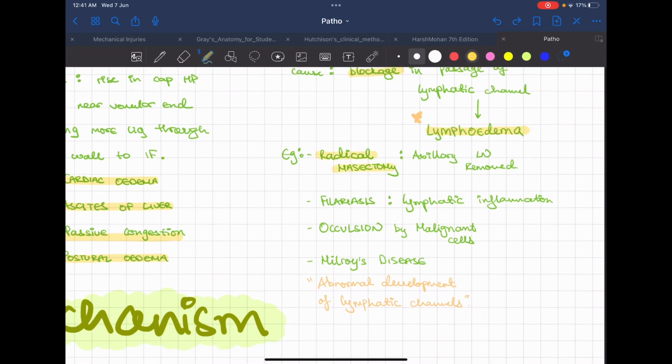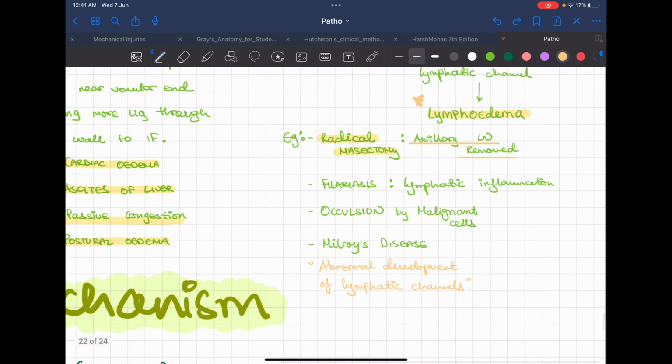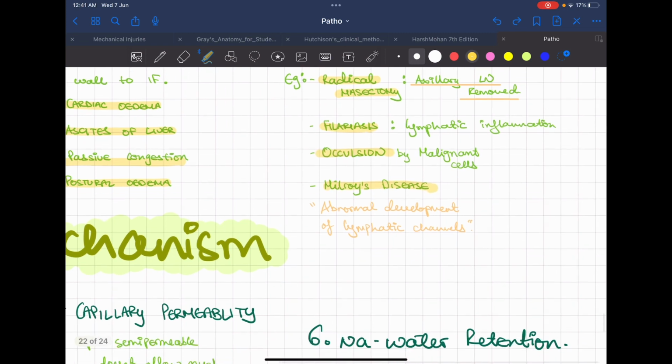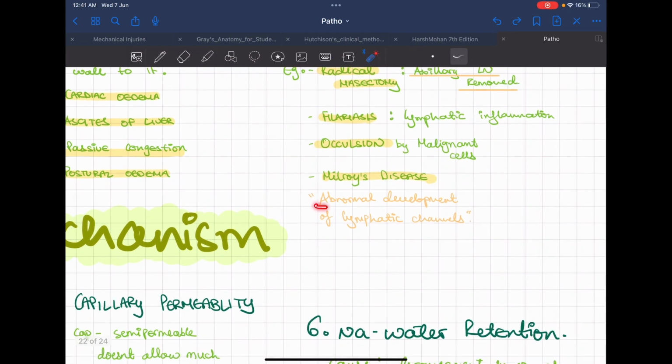Example, radical mastectomy takes place, there is axillary lymph node removal. And due to this axillary lymph node removal, the lymphatic pathway is kind of damaged. Then we move on to different examples like filariasis, occlusion, Milroy's disease. Milroy's disease is nothing but abnormal development of lymphatic channels. It is kind of congenital.